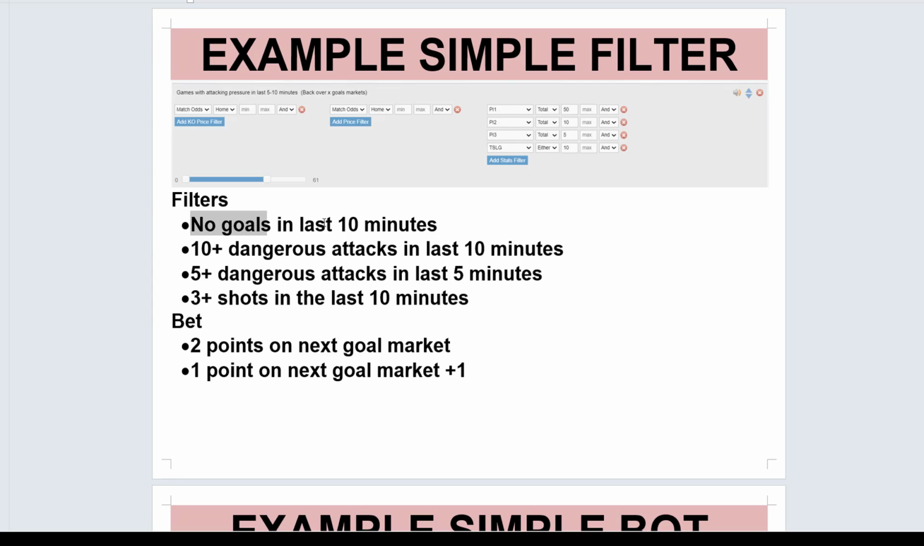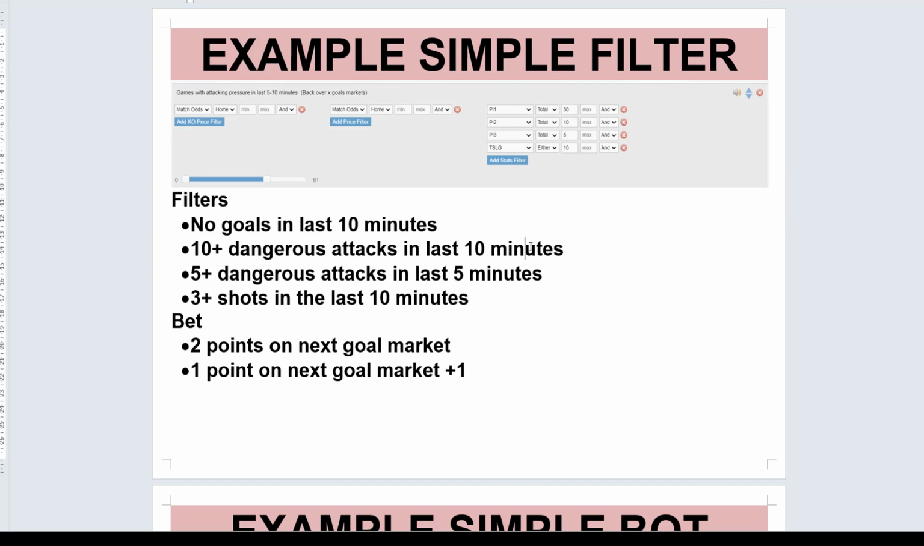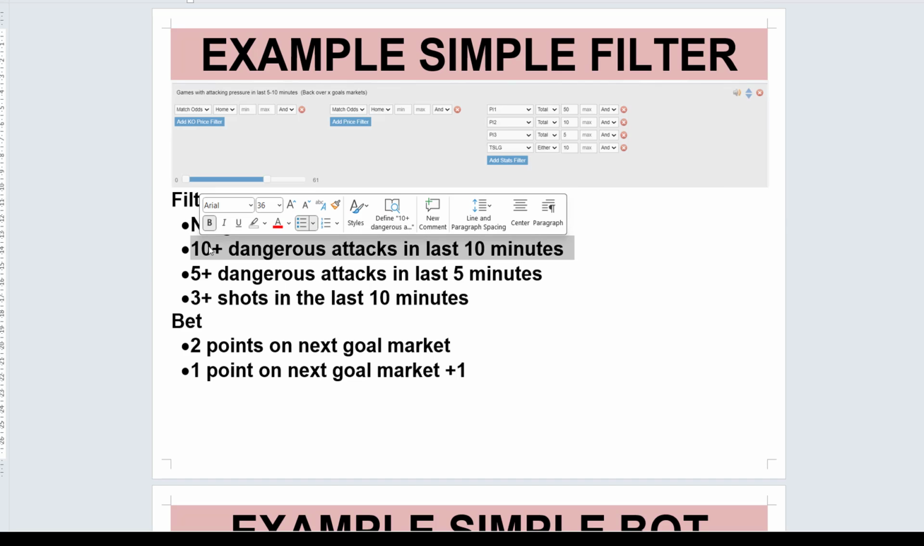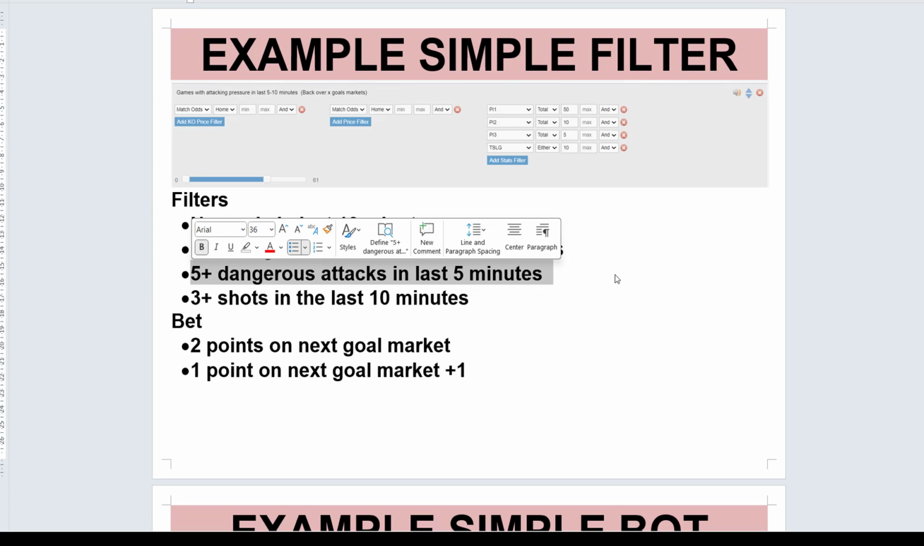So that means I want no goals in the last 10 minutes, because then I feel like the attacking pressure that built up has been put into a goal now, and the whole nature of the game is going to change once that goal has gone in. So I want a game that's had no goals in the last 10 minutes. I want a game that's had 10 or more dangerous attacks in the last 10 minutes. That's the pressure index 2. And I want a game that's had 5 or more dangerous attacks in the last 5 minutes.